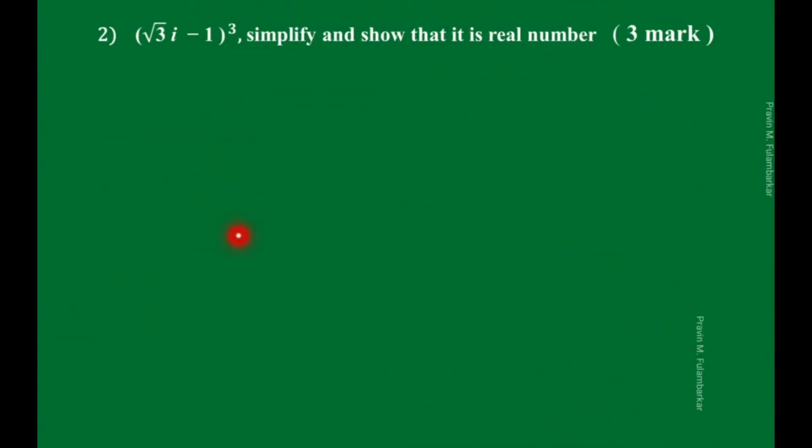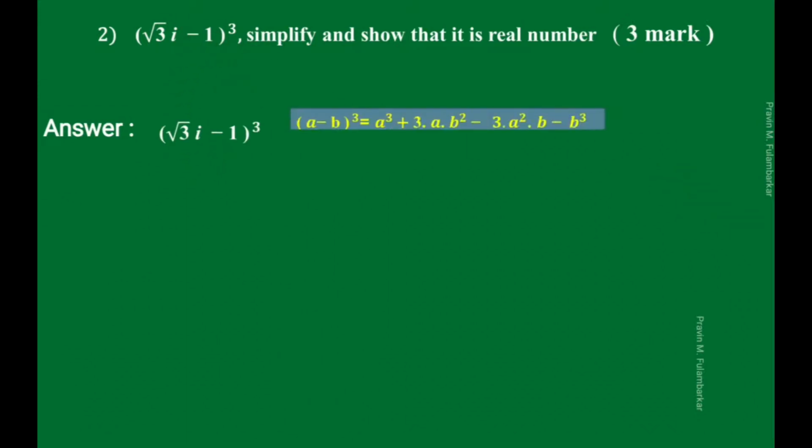Now see question number two. Simplify and show that it is a real number. So we have to apply here the formula (a minus b) whole cube. So in the answer we write the given expression first, then we write the formula which we have to apply here: (a minus b) cube, which is a cube minus 3a square b plus 3ab square minus b cube.